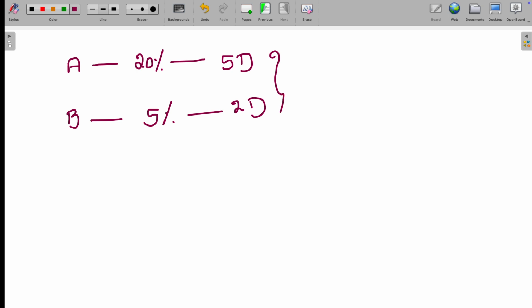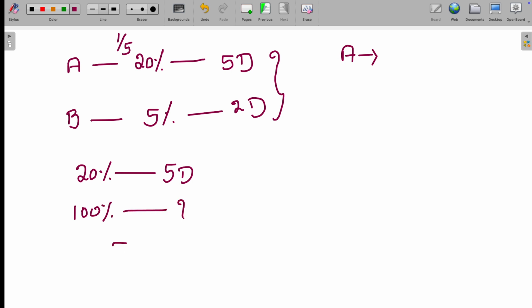Tell me, A can complete the job in how many days total? 25, because 20% in 5 days means 100% in how many days? Sometimes they will give 1 by 5 also, remember it. They may give anything. I will explain both. 20% of the job A can do in 5 days means to finish 100% of the job in how many days? Do cross multiplication. That is 5 into 100 divided by 20. 2 ones are 2, 20 fives are 100, so 5 into 5, 25 days. So A can complete the job in 25 days.